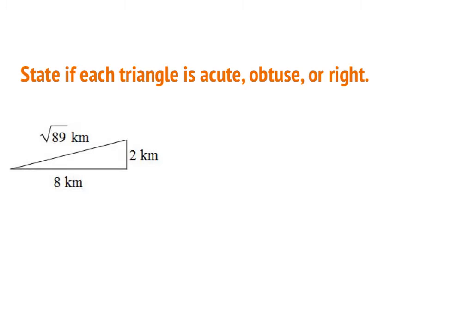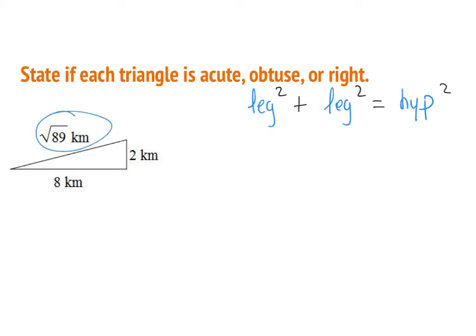So first you want to determine which is your longest side so you know what to put into your hypotenuse. So the square root of 89 is approximately 9 point something. So this is the bigger number. So I'm going to plug into my formula. So there's my Pythagorean formula, and I'm going to plug in my legs, which are 8 squared, 2 squared, and then the hypotenuse is going to be the square root of 89, and then that's going to be squared.